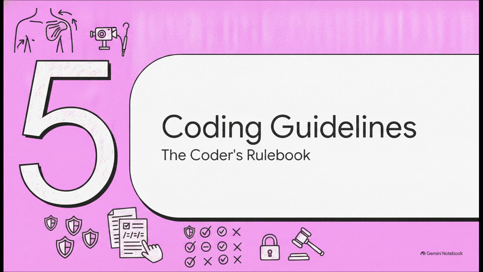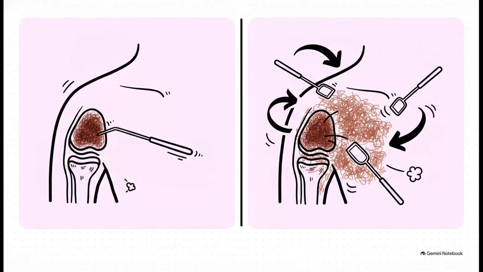Section 5. Key Coding Guidelines, the Coder's Rulebook. This side-by-side comparison is arguably the most critical takeaway of this entire explainer. You need to lock this into your memory right now. Partial, which is coded as 29820, always means focal and localized. Complete, coded as 29821, requires a total, pan-compartmental wipeout of all visible synovial tissue.